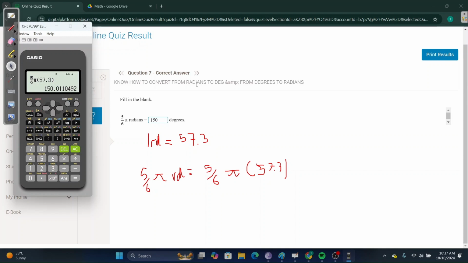Now on to question 8. You can use the fraction way. So again, just to remember the derivation, pi radians.